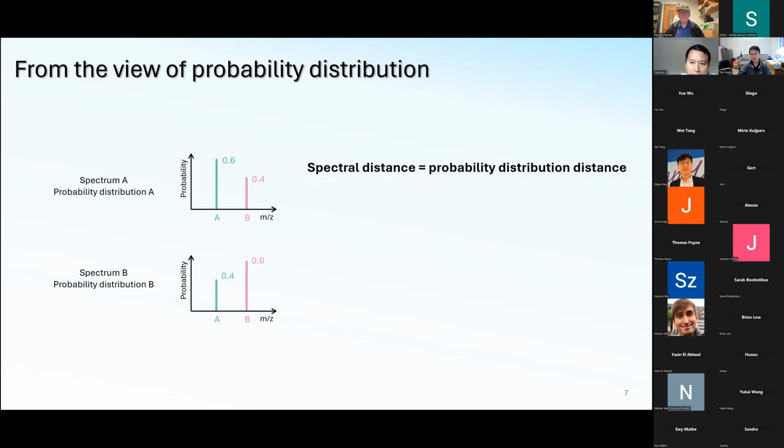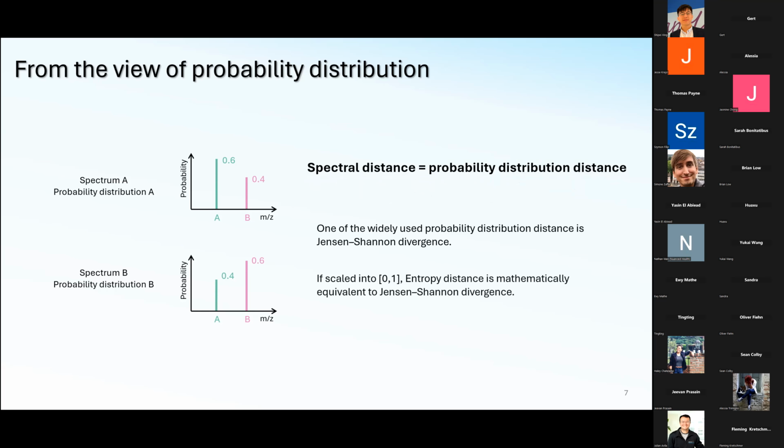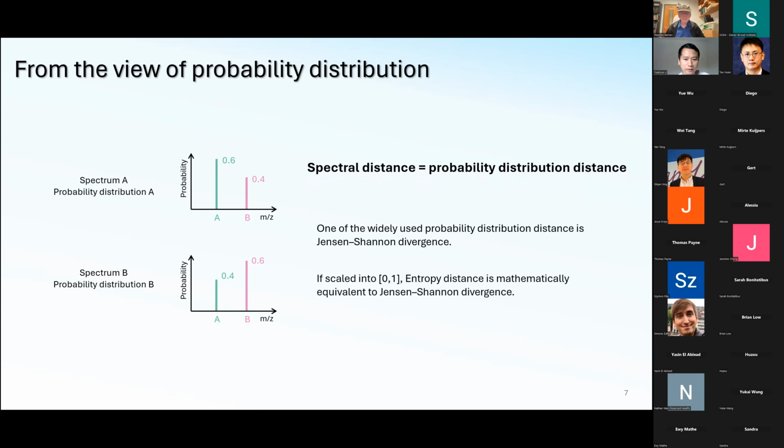The spectrum distance equals the probability distribution distance. And one of the widely used probability distribution distances is called Jensen-Shannon divergence. If you go to a statistical book, you will find this. And interestingly, if you scale the Jensen-Shannon divergence into 0 to 1, then you will find the entropy distance is mathematically equal to the Jensen-Shannon divergence. And then basically, entropy similarity equals the probability distribution distance.